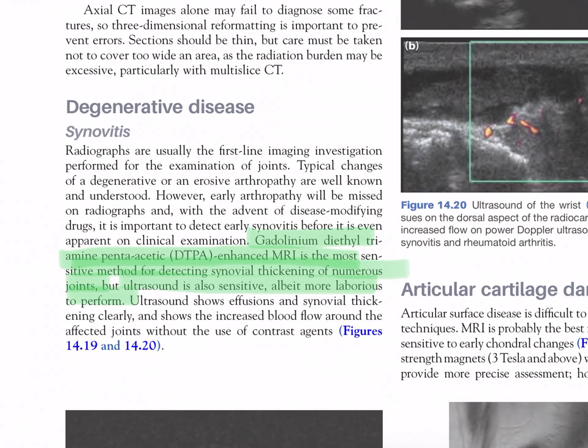Gadolinium DTPA enhanced MRI is the most sensitive method for detecting synovial thickening of numerous joints, but ultrasound is also sensitive, albeit more laborious to perform. Ultrasound shows effusion and synovial thickening clearly and shows the increased blood flow around the affected joints without the use of contrast agents.